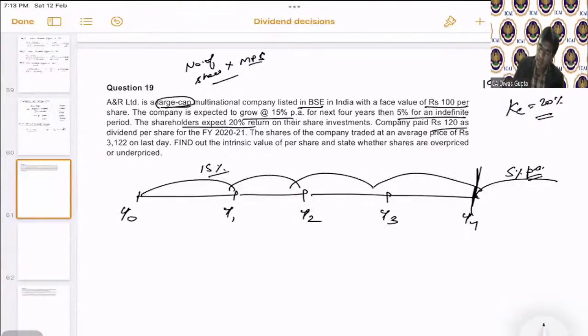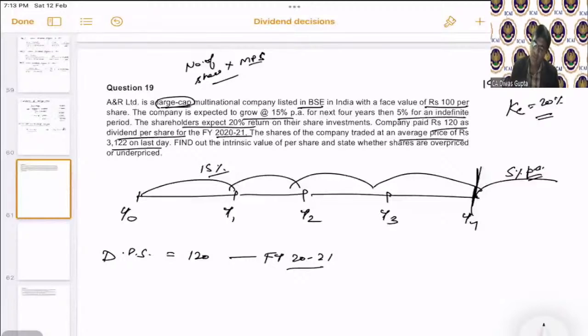Company paid 120 as dividend per share for the financial year 2021. So the dividend per share that is already paid is 120 for FY 2021. The shares of the company traded at an average price of 3122 on the last day. So they have given us the trading price also. So students, you see, the face value is what? 100. The market price is what? 3122. Can you see the difference?